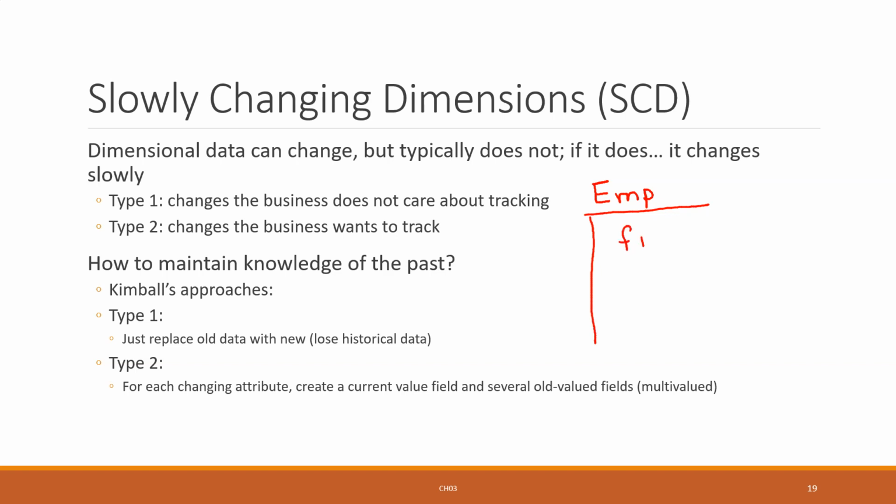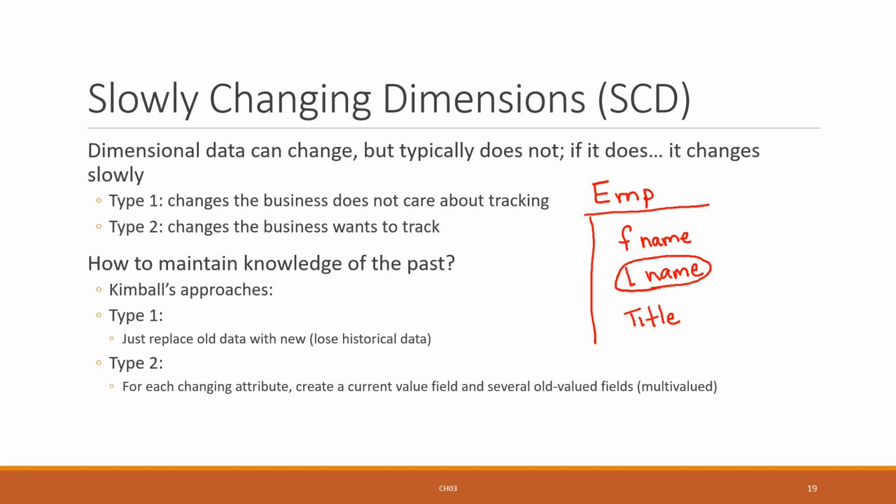We have the first name, we have their last name, and then let's say that we have their title. So let's say that we have employee number one, and employee number one gets married or gets divorced, or for whatever reason has a change to their last name.